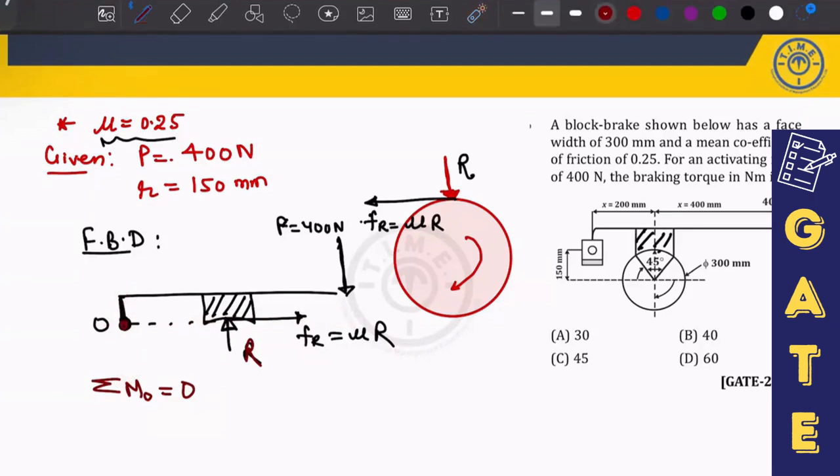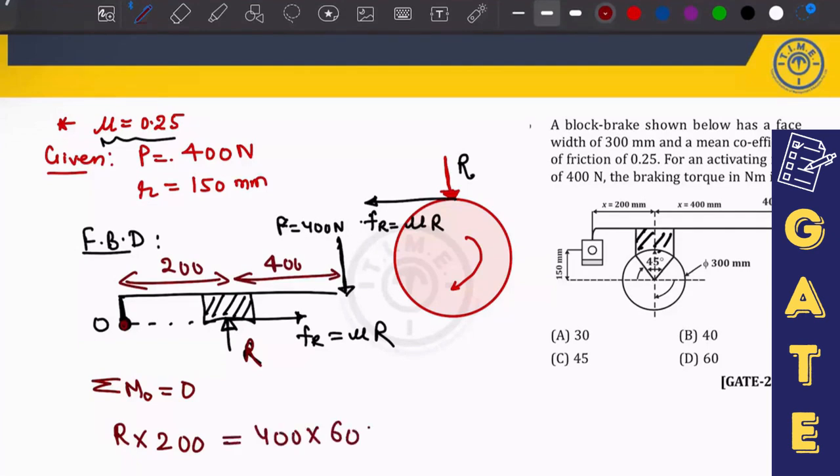Now if I take the moment about O equal to 0, then R into 200, that is this distance which is given as 200. What about this value? This value is given as 400. So R into 200 equals 400 into 600. From here you will get the R value, which is 1200 Newton.